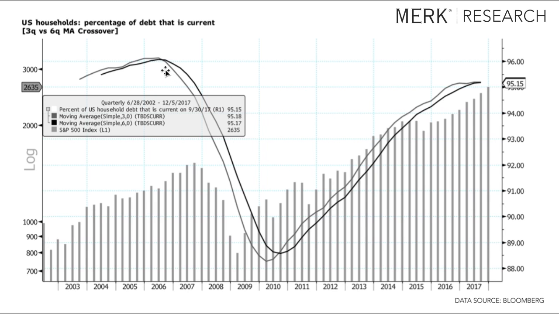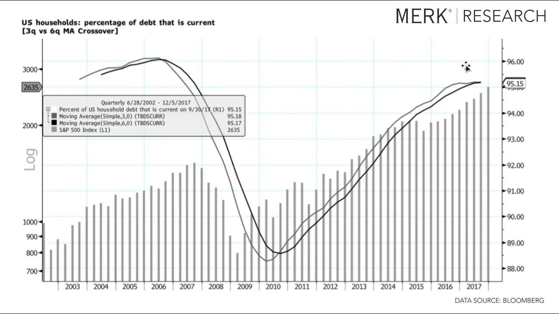And in fact, the S&P 500, which is represented by these gray bars here, peaked in October of 2007. So that was an early warning indicator on the business cycle and on the equity cycle. I don't know if that's going to happen this time around, but where we are now is certainly something that we're monitoring closely. You can see that these moving averages are really right on top of each other. Right now, the three-quarter moving average is at 95.18, just a hair above the six-quarter moving average at 95.17.